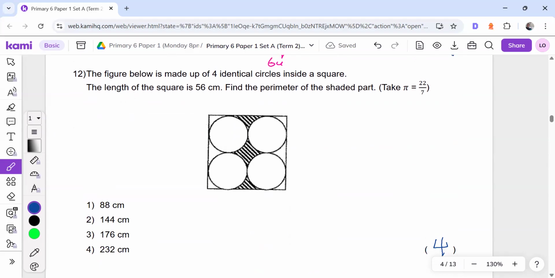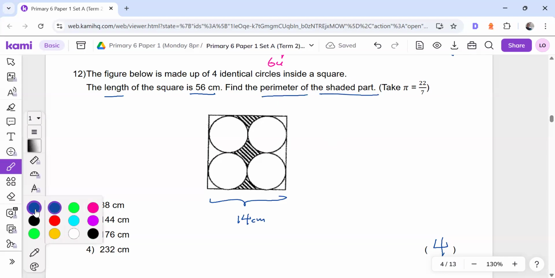Now, the length of the square is 56 cm. So what do you do? You can find one side. 56 divided by 4 is 14. Okay, one side of the square is 14. Can you find the perimeter of the shaded part? Oh, wow, how do we find it? Okay, now how do we do that? Now you will have to what? You may want to what?